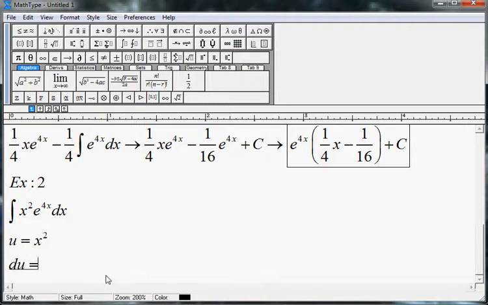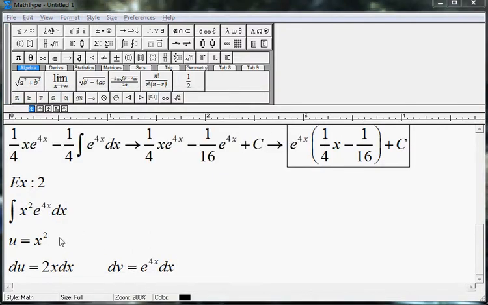But it's easier in other ways. So we pick u equal to x squared, du is equal to 2x dx. That dx is important. And so now we pick the u, now we pick a dv. So what should we pick for our dv? Well, we used up x squared, so everything else is dv, e to the 4x dx.